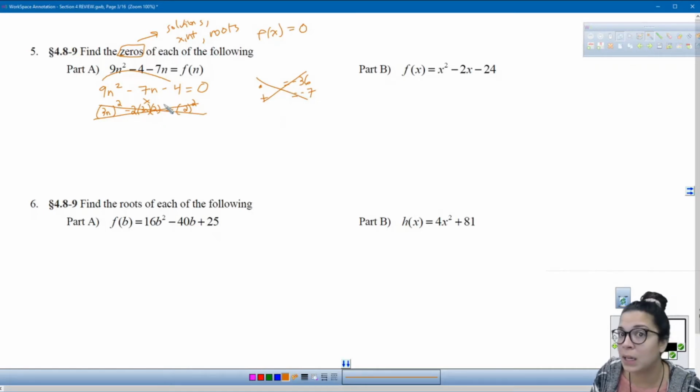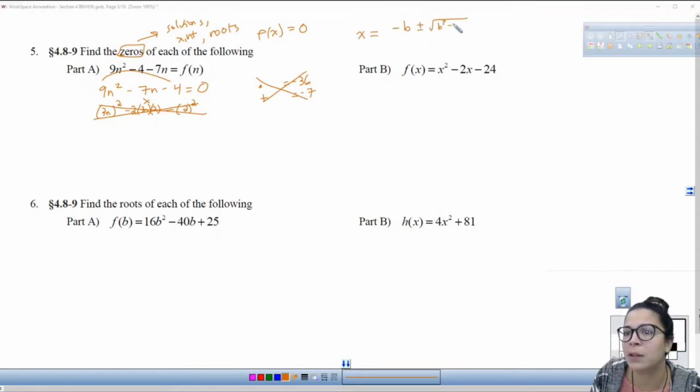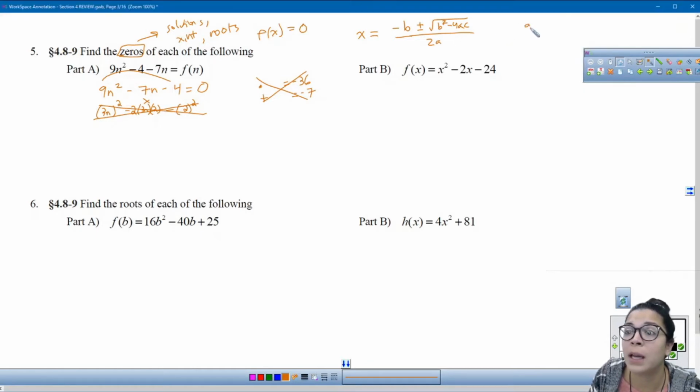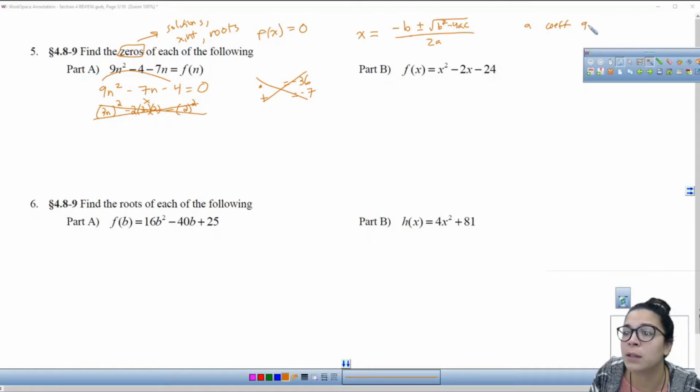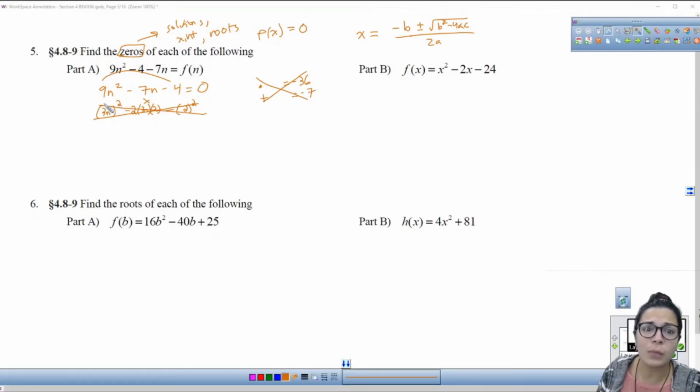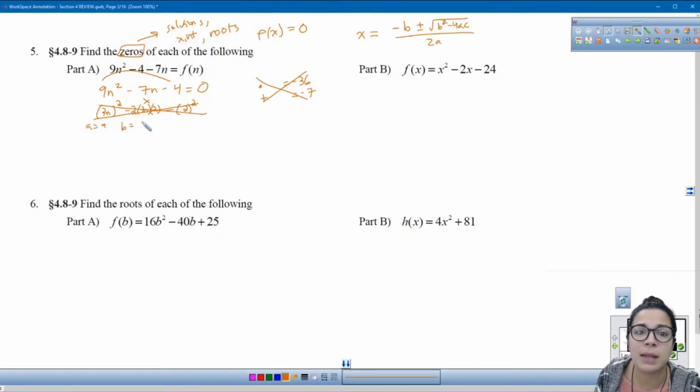So if you can't use an identity and you can't factor, well, what do we got remaining? Quadratic formula. Remember the quadratic formula, x equals -b plus minus the square root of b squared minus 4ac all over 2a. And here the a, b, and c values are referencing to the quadratic formula. A is the coefficient of the quadratic term. B is the coefficient of the linear term. And c is the coefficient of the constant term. So here a is 9, b is -7, and c is -4. So those are your a, b, c values that you would plug into here.